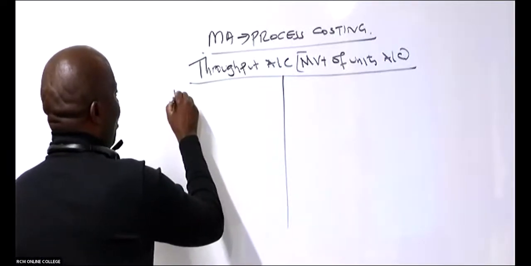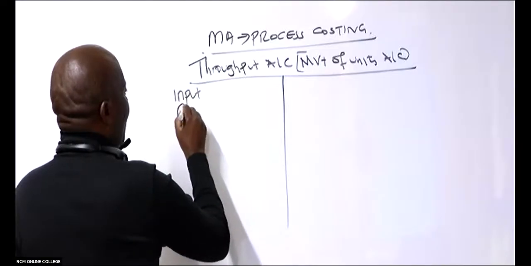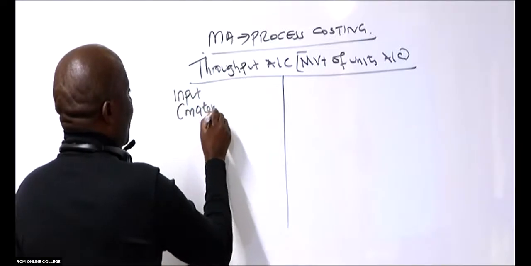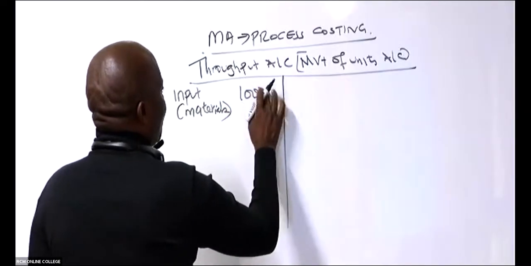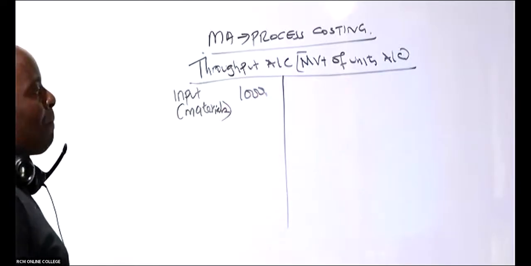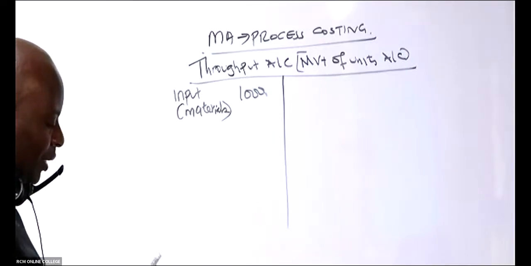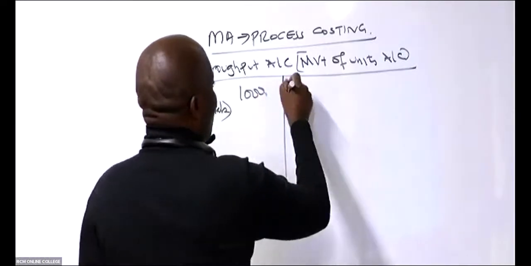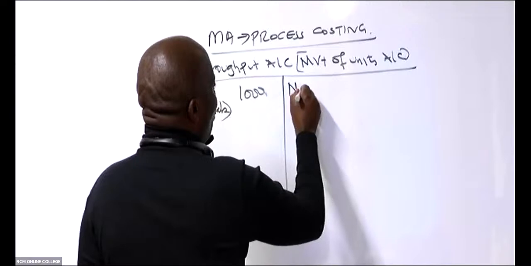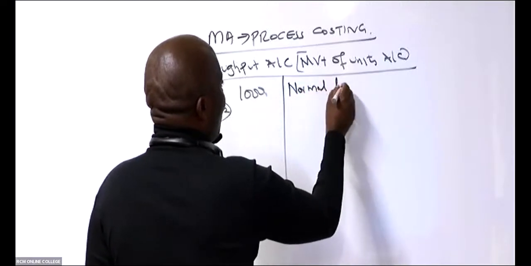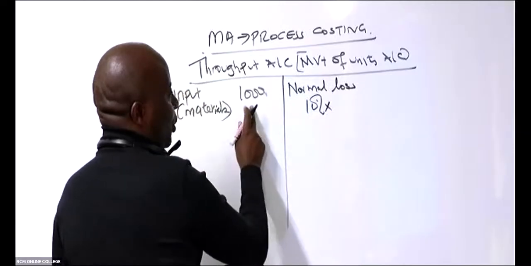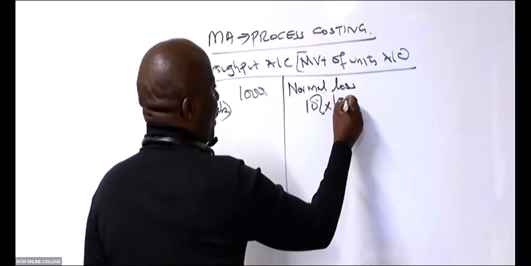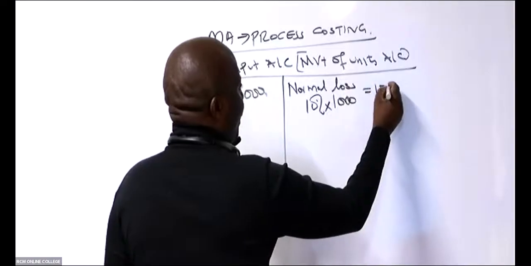So we have input in the form of materials, 1,000 kilograms being put in. And then, ladies and gentlemen, we have our normal loss. So what is our normal loss percentage? They have told us it is 10% of the input. 10% of 1,000 gives us 100.